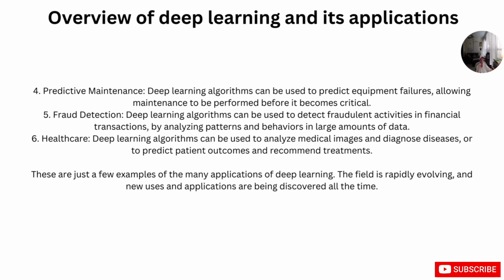Number four, predictive maintenance. Deep learning algorithms can be used to predict equipment failures, allowing maintenance to be performed before it becomes critical. Number five, fraud detection.